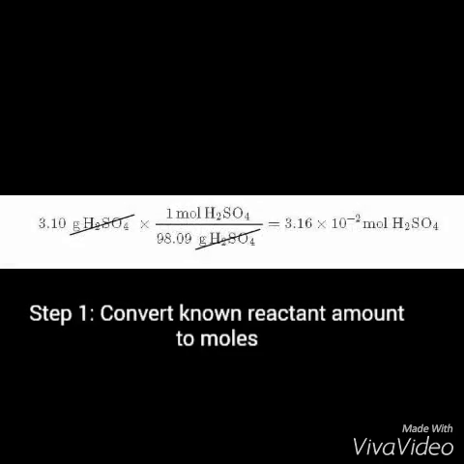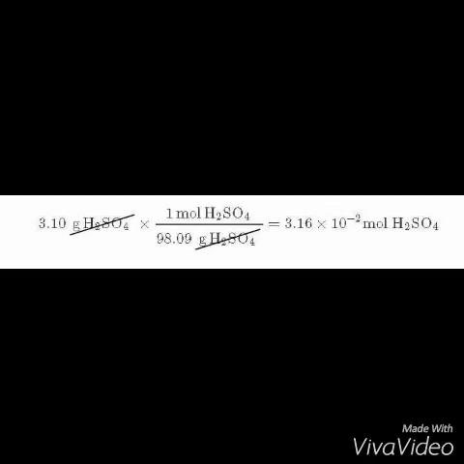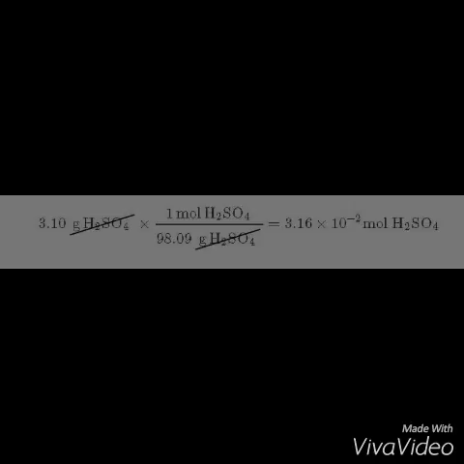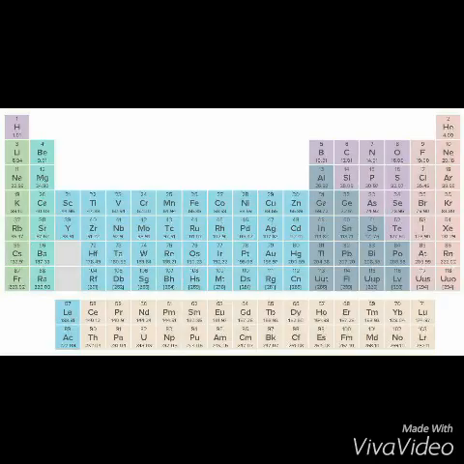Step 1. Convert the given amount to moles. The given quantity in this problem is the mass of H2SO4. So now, we can convert the mass of H2SO4 to moles using the molecular weight. We can get the molecular weight by looking at the periodic table.